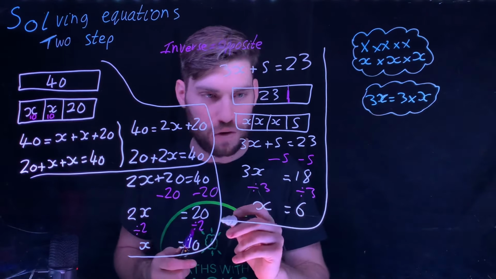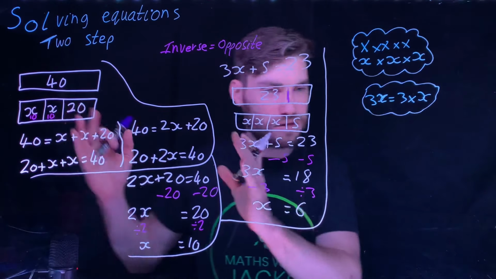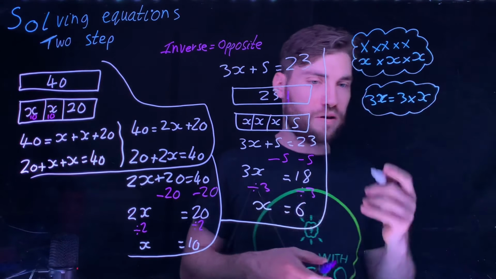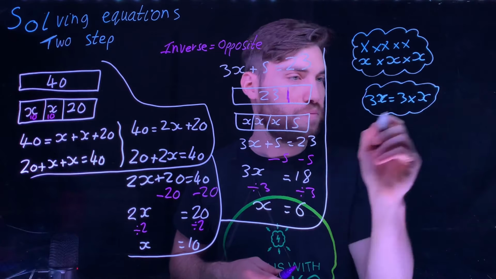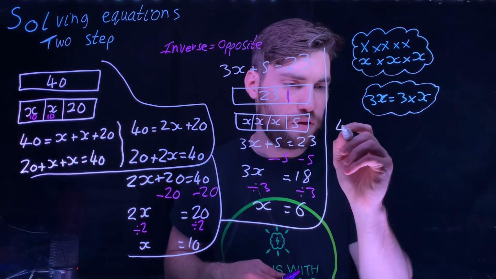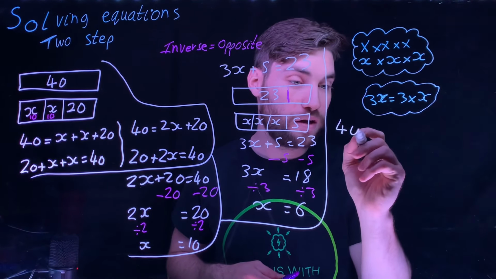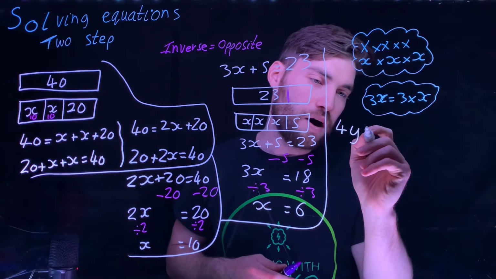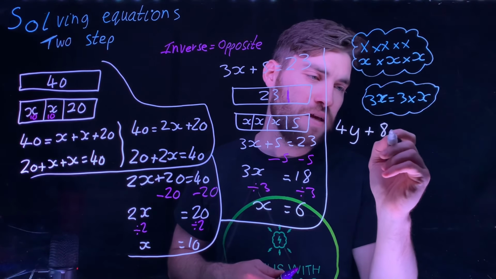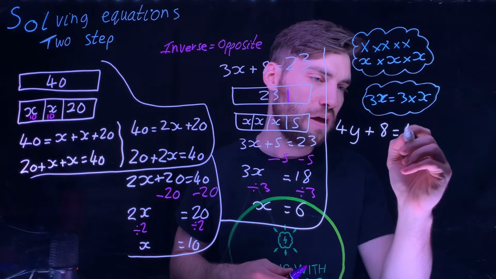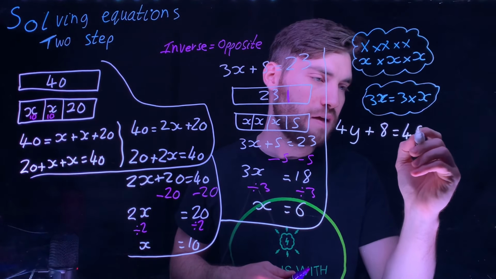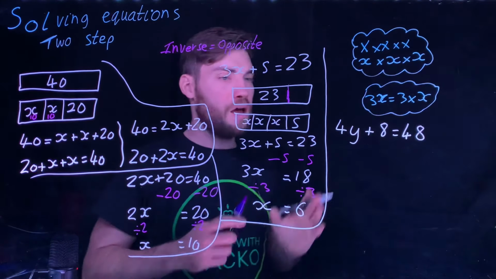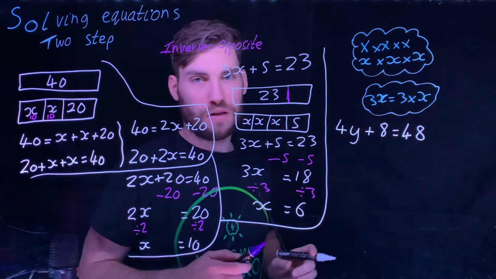And I'm going to give you one now. No boxes now, you've had the boxes. I'm going to move on. So I'm going to give you another one now. This time, I'll leave them there to help you, remember. I'm going to change it to a y this time. 4y plus 8 equals 48. Okay, so pause the video. Let's see if you can do that one.